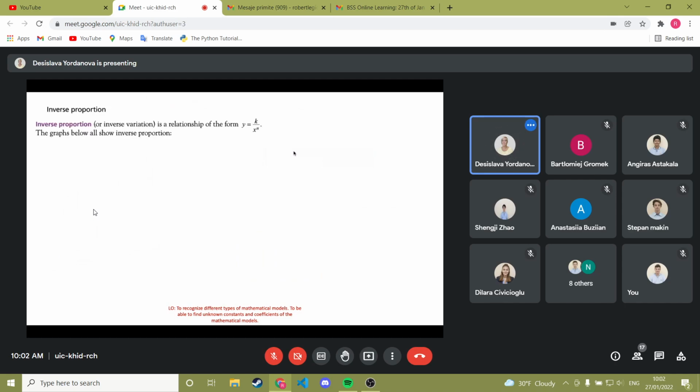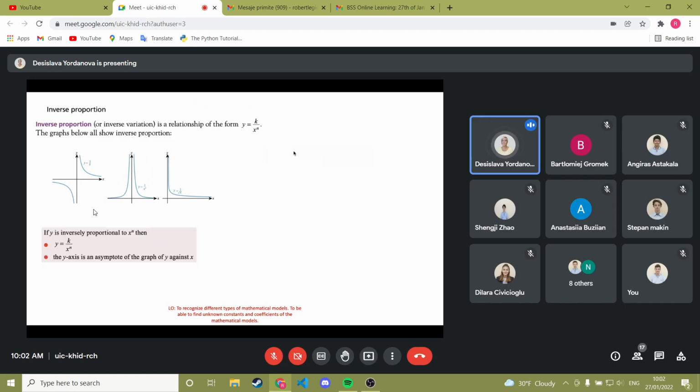Inverse proportion. It is almost the same, but it is k over x to the power of n. The point is that when x increases, y decreases. Again, you can have different graphs for this. Some of them are these ones, like 3 over x, 2 over x squared, 1 over square root of x. It depends. In the first case, k equals 3, n equals 1. In the second case, k equals 2, n equals 2. In the third case, k equals 1, n equals 1/2, because square root of x is x to the power of 1/2.